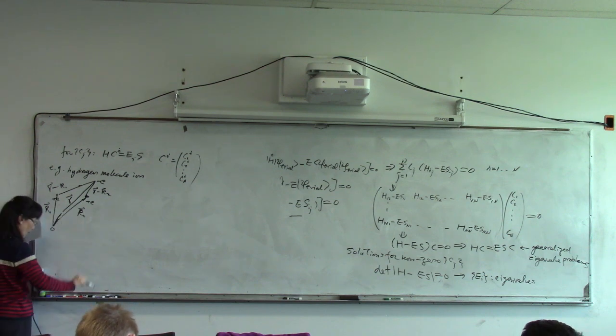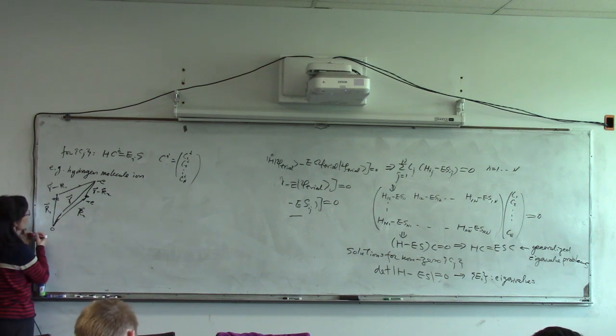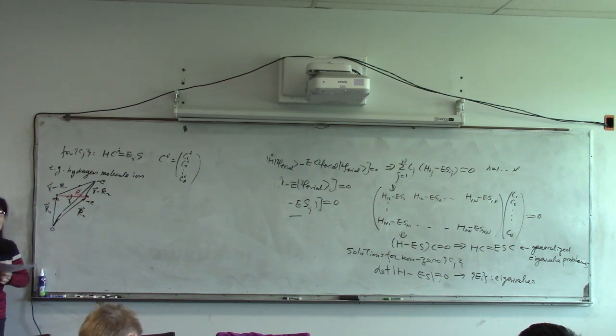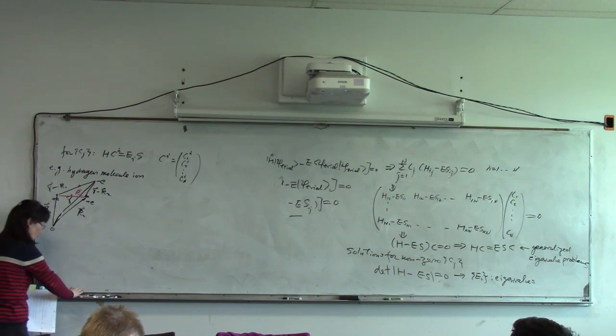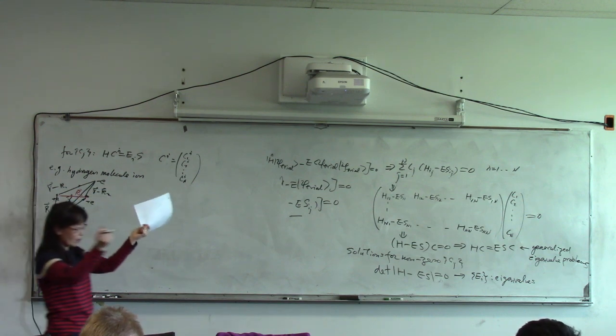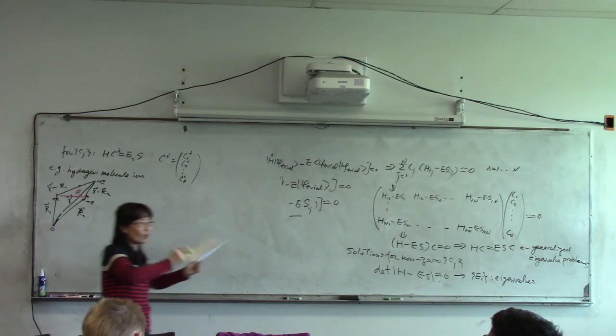And this distance is R. The distance between the two nuclei we call capital R12. And that gives us a bond. How do the two hydrogen atoms stabilize and form the bond? What's the condition, right?